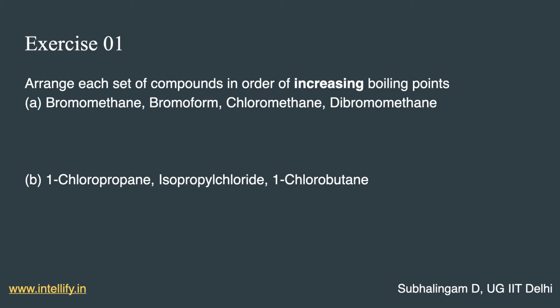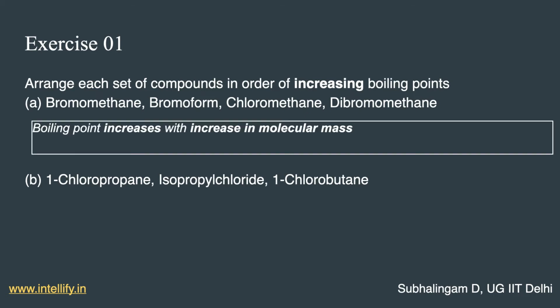Okay, let's solve. The question asks us to arrange a given set of compounds in order of increasing boiling points. So part A, we are given bromomethane, bromoform, chloromethane and dibromomethane. By the way, bromoform is a common name given for CHBr3. If you have not got it till now, let me give you a hint. Boiling point increases with increasing molecular mass.